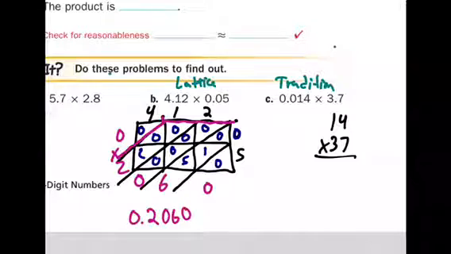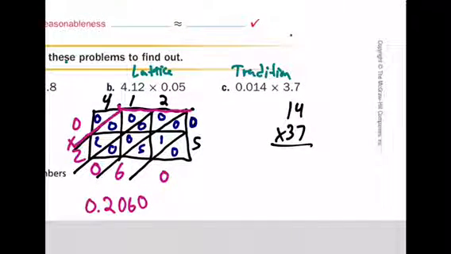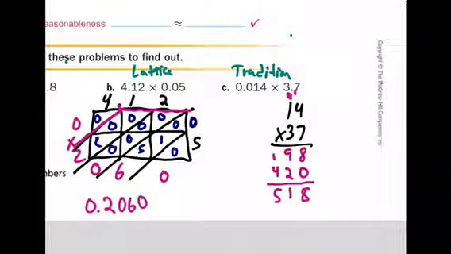Now, traditional for C, notice I just wrote 14 times 37. So that's all I'm going to multiply. 7 times 4 is 28. Carry the 2. 7 times 1 is 7, plus 2 is 9. Fill in my 0. 3 times 4 is 12. 3 times 1 is 3, plus 1 is 4. Add. I get 518. Now, remember, traditional people, we have to be able to count our decimal digits.